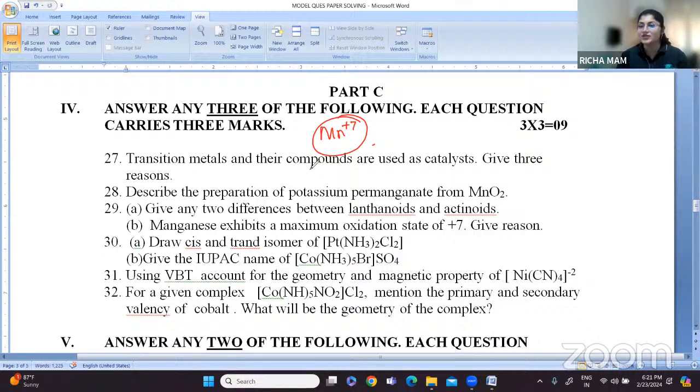Please note this down if you don't know. Due to the participation of all the electrons of 3d and 4s orbitals in bonding. This should be the answer. So for Mn, the electrons involved in 3d and 4s, all the electrons are involved.